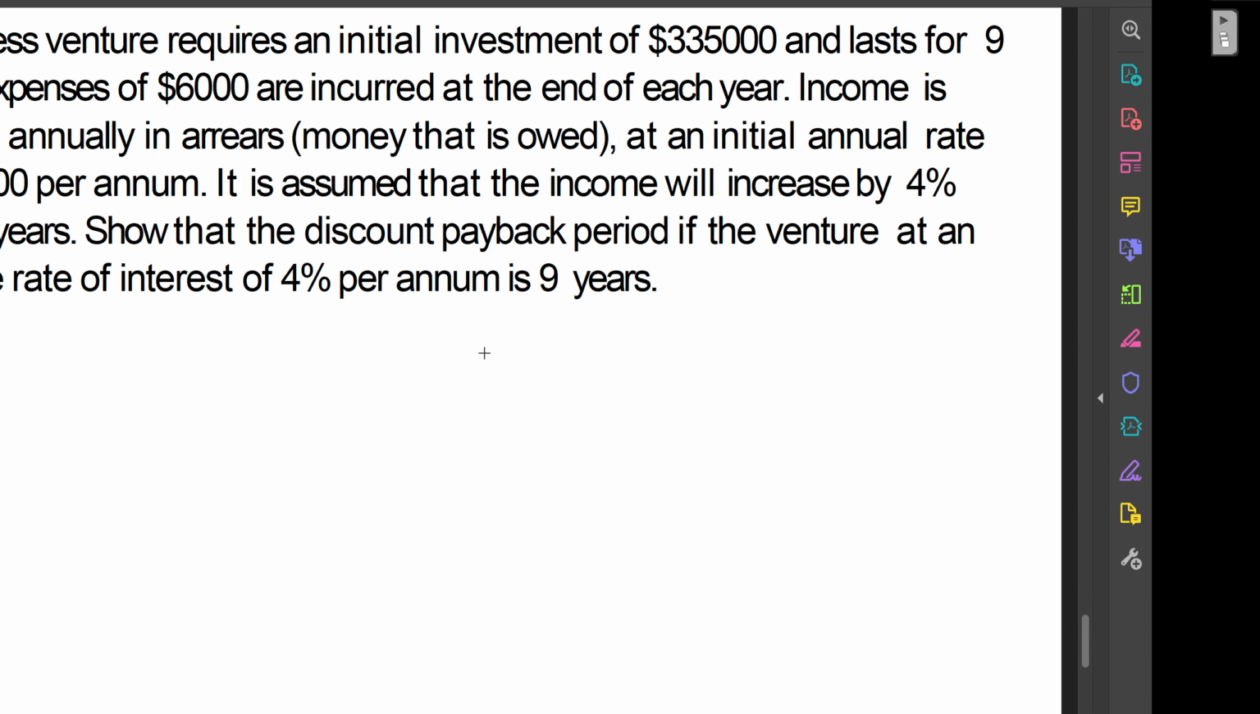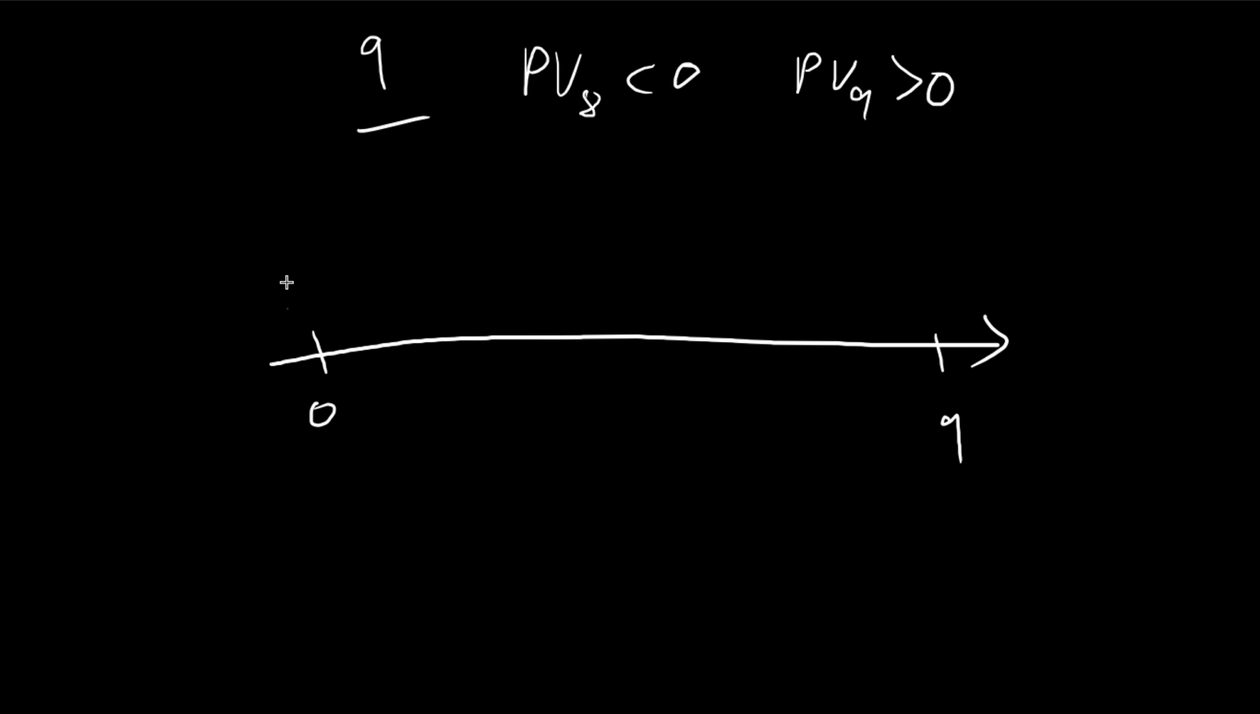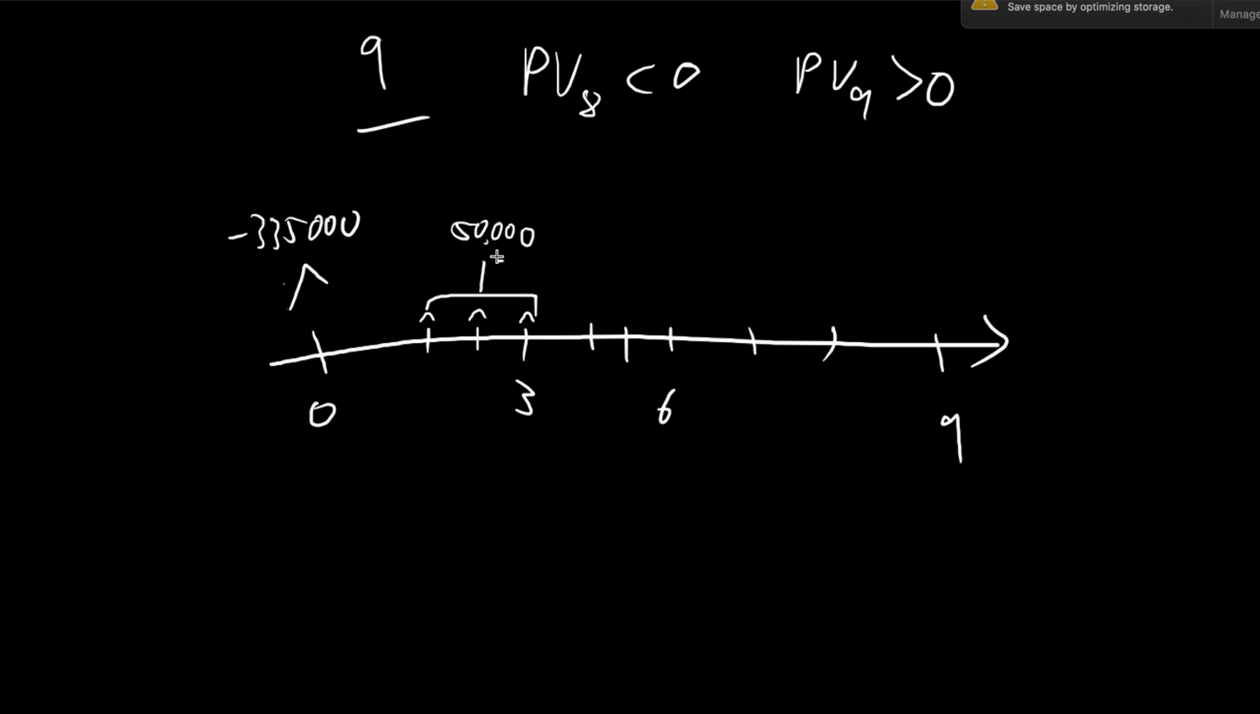So we remind ourselves that at time 0 there is an outward investment of 335,000. And then let me just break this up into 3-year periods. So it's 1, 2, 3, 4, 5, 6, all the way to 9. And then within this period, the income is 50,000 per year. So we're receiving 50,000, 50,000, and then 50,000. And then there is also an expense of, as given here, 6,000.